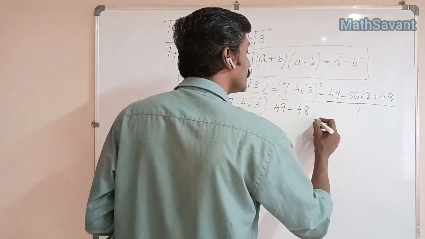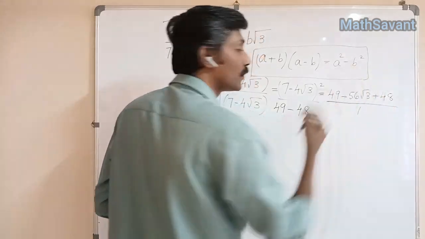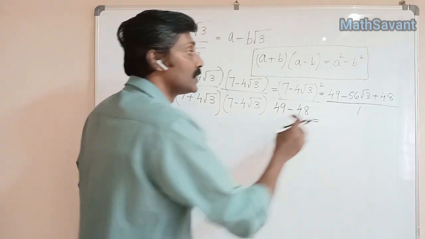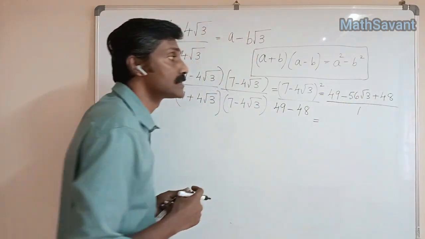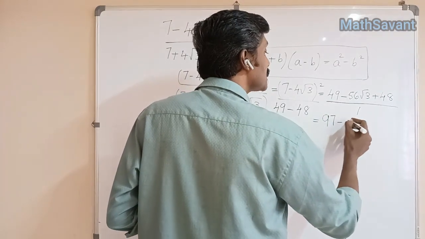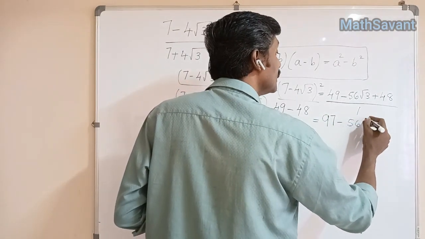So what we got is, what is 49 plus 48? Let's add the whole numbers first. 49 plus 48 is 97, right? So we have 97 minus 56 root 3.